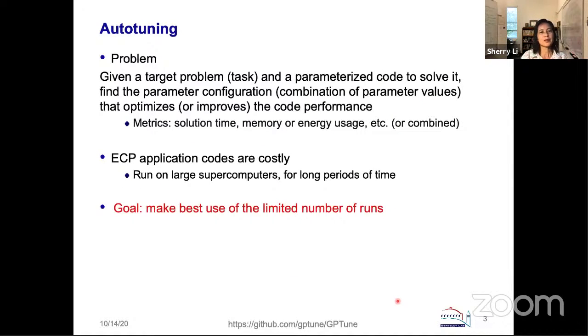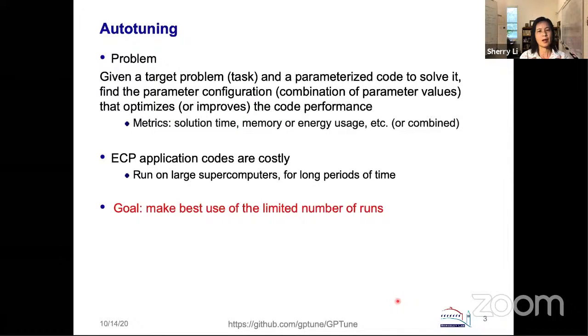Okay, so the problem we're dealing with is you have a certain problem, like a simulation problem or solving a linear algebra problem, and you have a code. This code has a lot of parameters to solve this problem. And you want to find the parameter configuration, which can be the combination of several values, to improve the code performance. And the metrics could be a lot of things. The common ones are solution time, memory, or energy use, and could be the combination of a couple of parameters.